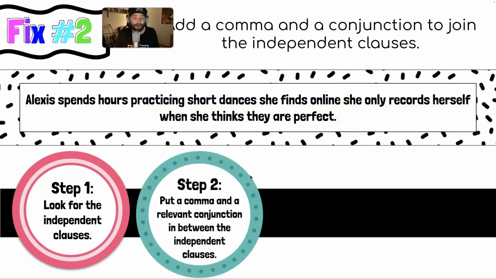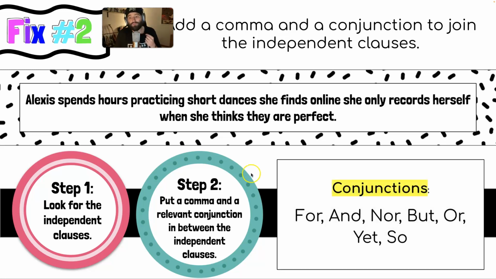And then put a comma and a relevant conjunction in between the independent clauses. And so those would be for, and, nor, but, or, yet, so. And so here, and. So Alexis spends hours practicing short dances she finds online, and she only records herself when she thinks they are perfect. If you are joining two independent clauses with a conjunction, you must have a comma. No exceptions. There has to be a comma here.